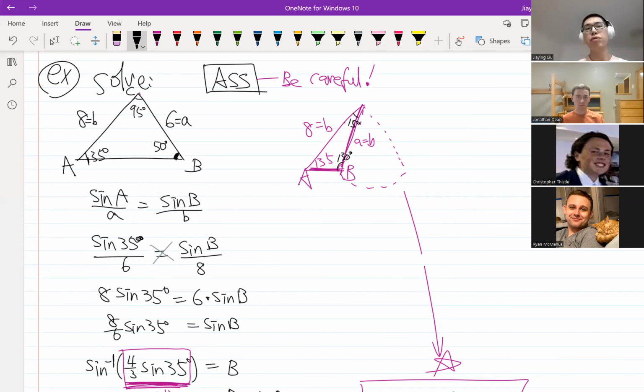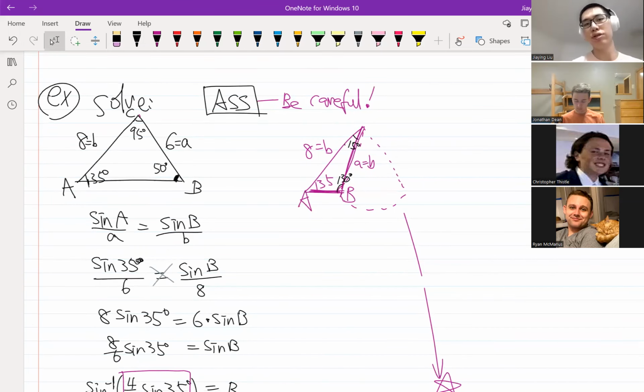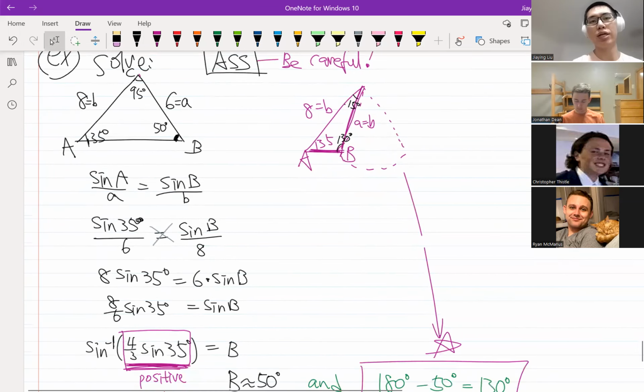Now, you only need to worry about this if you have angle side side. If you have angle side angle, you don't have to worry about it. If you have all three sides given, you don't have to worry about this. This is the only case where you have two different triangles.